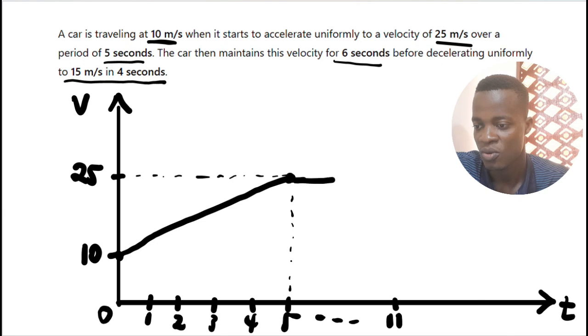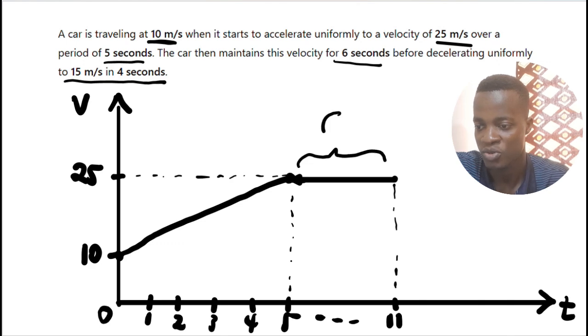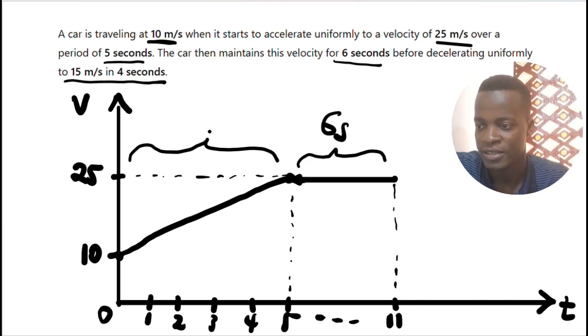So what I do is draw it horizontally. At 11, we are going to stop there. The period from here to here is going to be 6 seconds, and the one that we did so far was 5 seconds. So we maintain this one for 6 seconds.